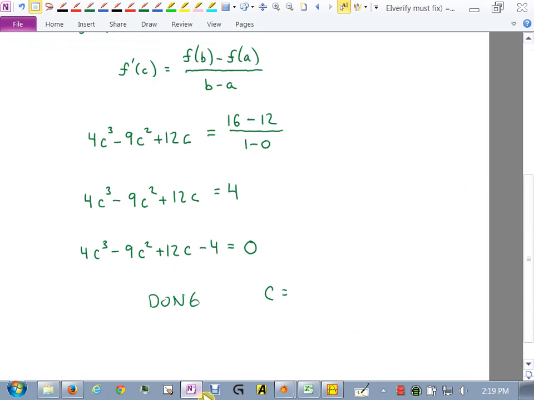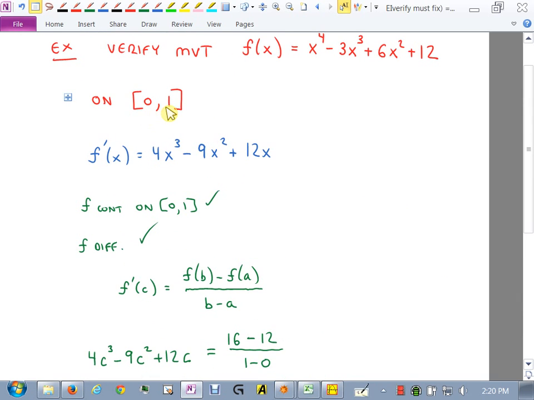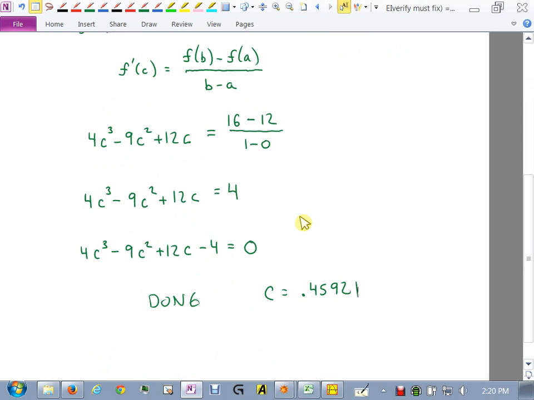But the solution is C equals, what was it? 0.45921. Does that answer live in this interval? Oh, yes, it does. It's guaranteed it was going to live in there, right? Okay, so how does your calculator do this? Let's get to that now.